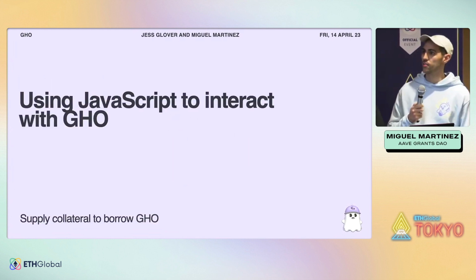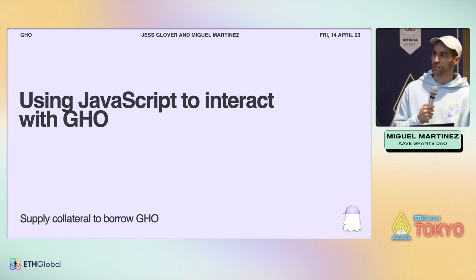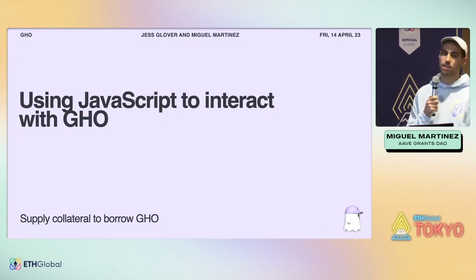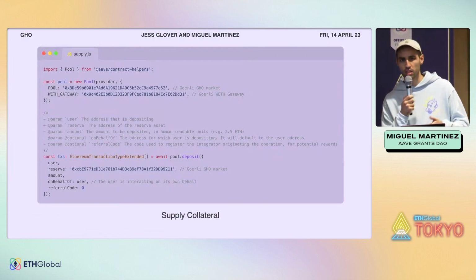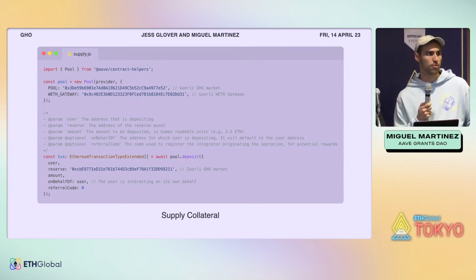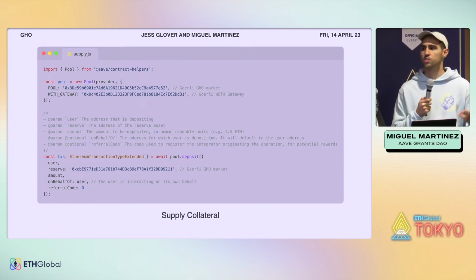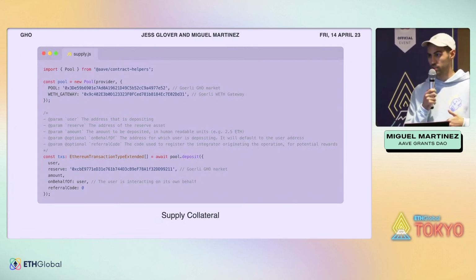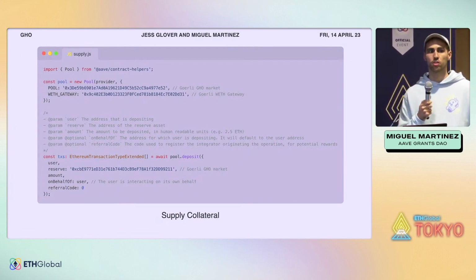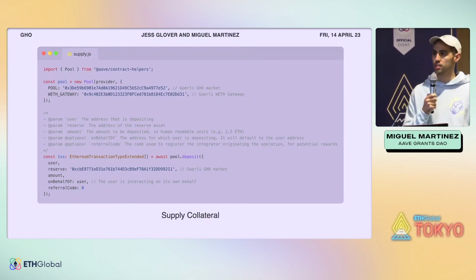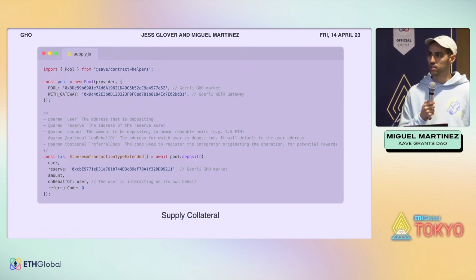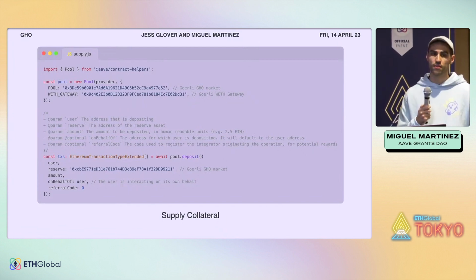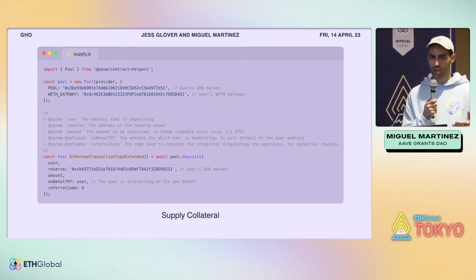Here we have some simple examples of how you can use the JavaScript SDK to interact with GHO and also with the Aave protocol. As Jess mentioned, the Aave protocol works as a facilitator within the GHO token, which means that the Aave facilitator will be able to mint GHO. In order to do that, users need to provide some collateral to the protocol, and after that, they will be able to mint GHO from there. So they will effectively be borrowing GHO against their collateral.